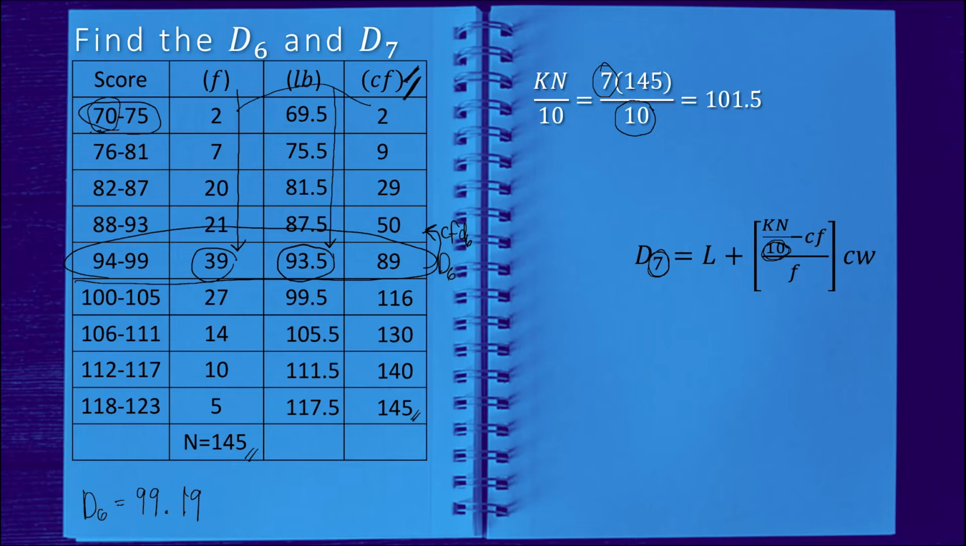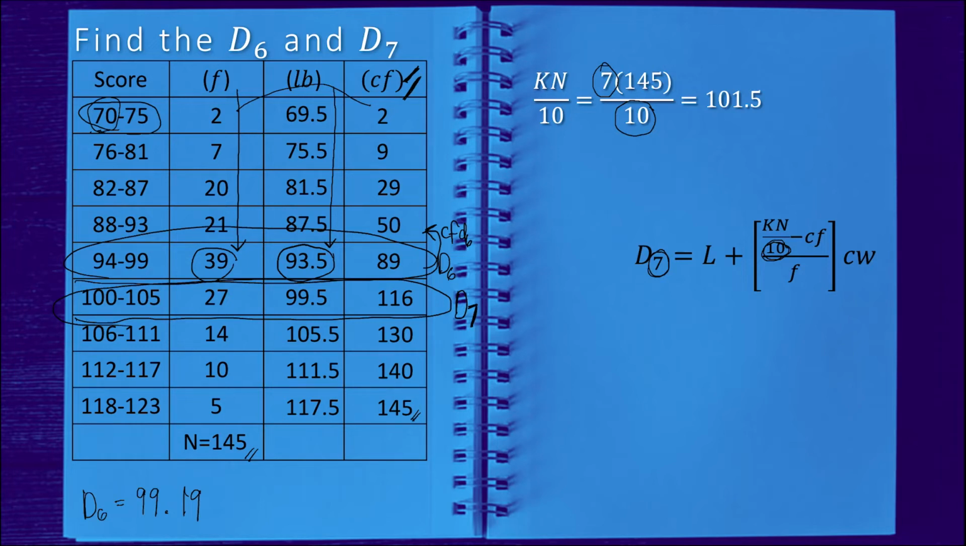Ulitin ko lang. Titignan po natin dito sa cumulative frequency. We have 2. Sa 2 ba? Hindi. Sa 9, hindi din. Sa 29, hindi. Sa 50, hindi. Sa 89, hindi. So, magiging bilang po tayo or the position of D sub 7 ay nasa 116 or sa interval natin na 100 to 105. Doon po belong ang ating D sub 7.